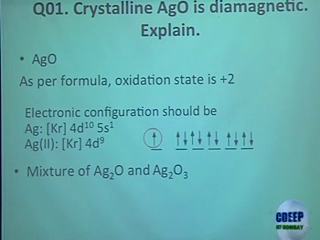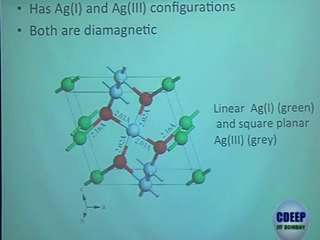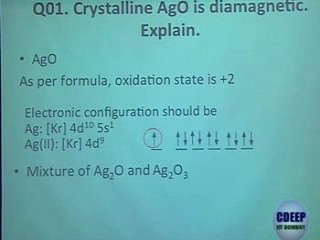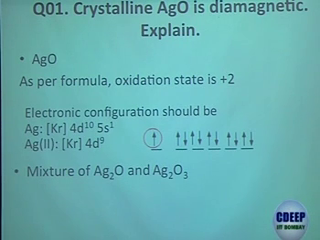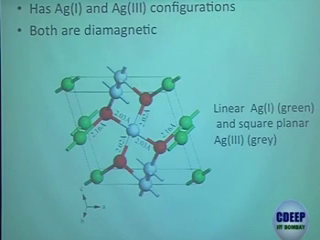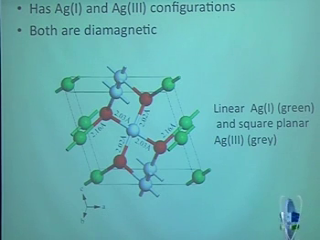Now silver 1 is going to be a d10 configuration, that is diamagnetic. This is silver 1, two of the silver 1, one is oxide. Another over here is silver 3 plus. Oxide is always minus 2, six minus, so it has to be silver 3 plus. Silver 3 plus means a d8 configuration, right? So a d8 configuration can be diamagnetic. d8 is going to be square planar.